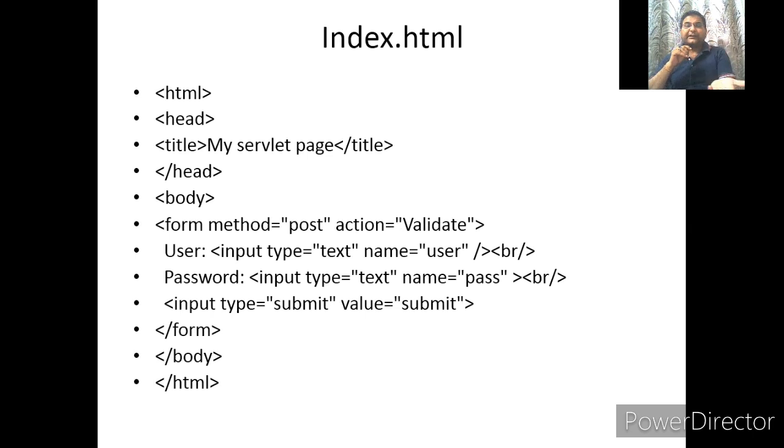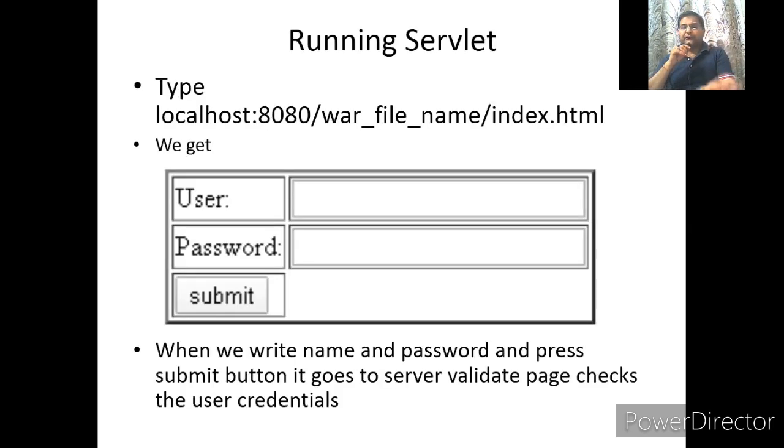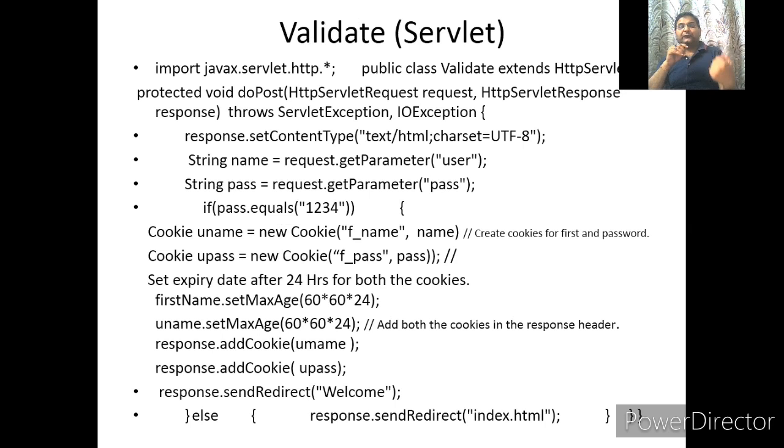Same example, index.html, same way to run. Now see in this page what is happening. Two values we are receiving from the HTML page. Both the values are stored in cookies. So two lines are there, and the username is stored in the f_name key, and the password is stored in the f_pass key. And finally two cookies have been created.